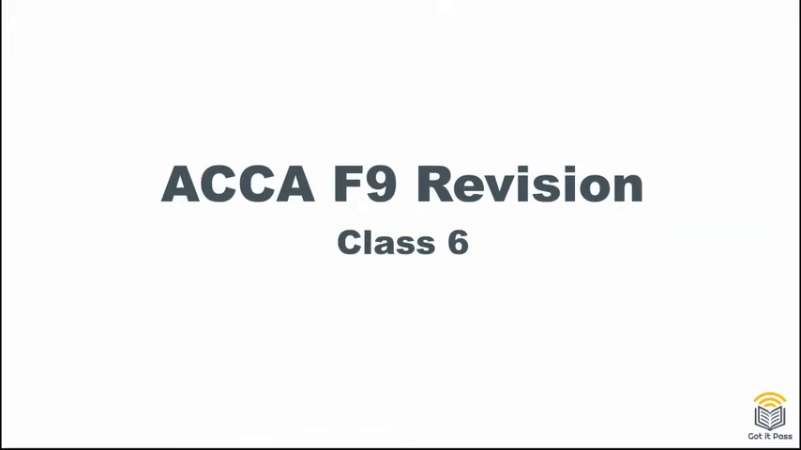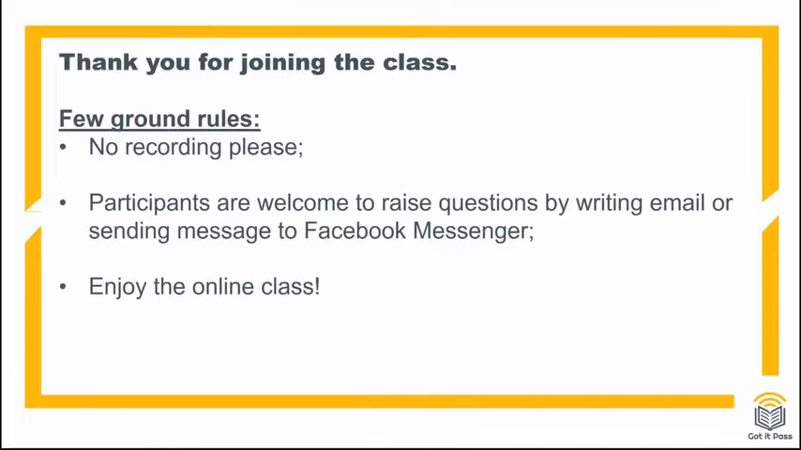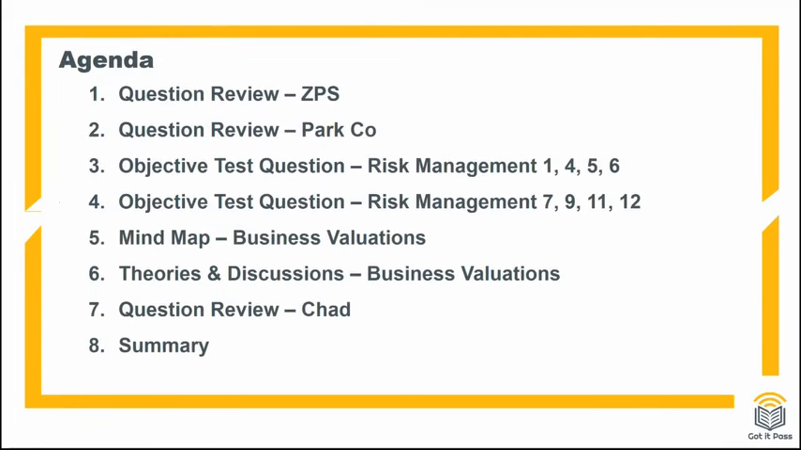The class today is the sixth class of the ACCA F9 revision course. Today we will finish the discussion of risk management by sharing two scenario-based objective test questions, which are ZPS and Park Company. After discussing these two questions, we'll go through the objective test question part, where we will select 8 questions to discuss how to solve them.